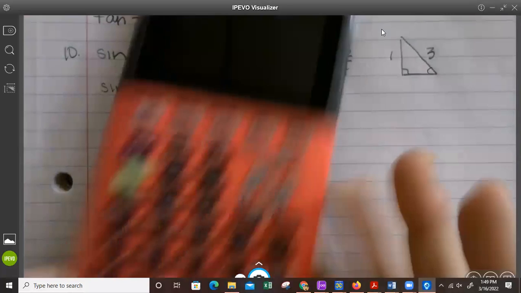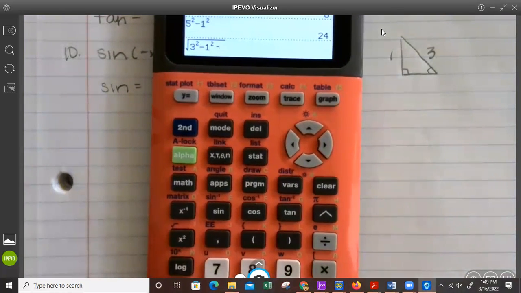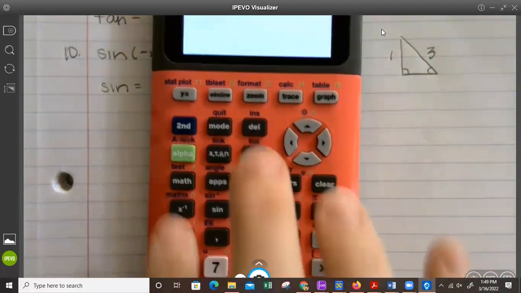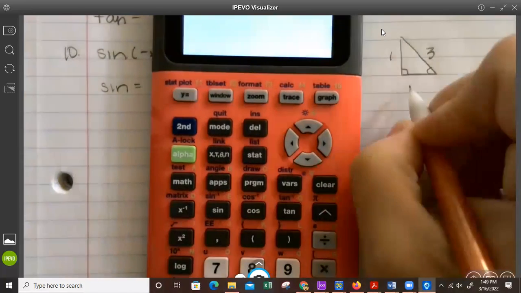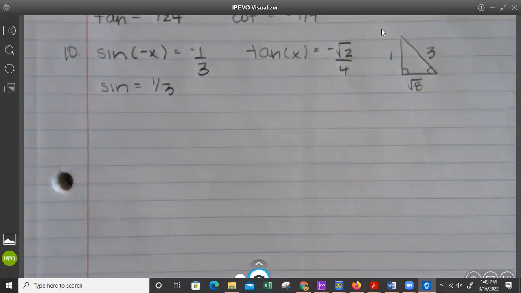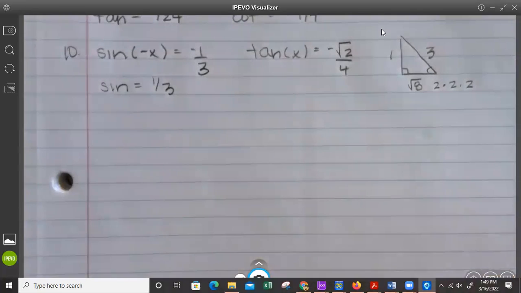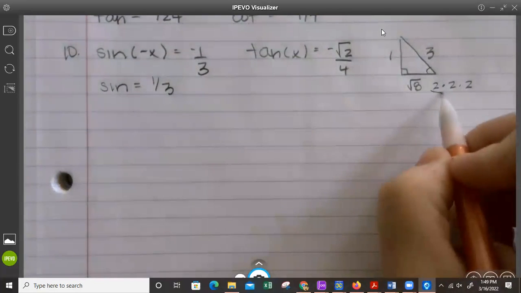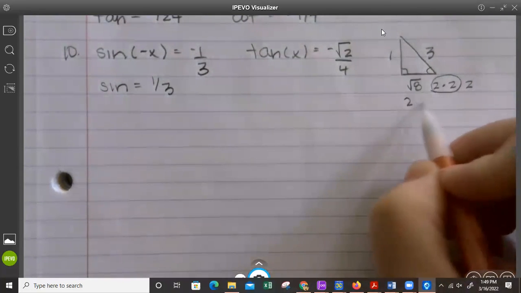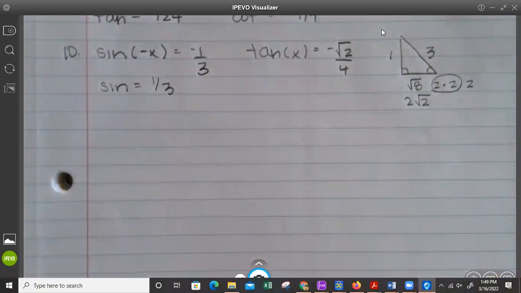Anytime I have the hypotenuse, I'm lazy. I'll do 3 squared minus 1 squared, which gives me 8. So this is the square root of 8, but this is not simplified. Your factors of 8 are 2, 2, and 2. You're looking for pairs because it's a square root. So I had 1 pair of 2s that I'm going to pull out, and I left a 2 on the inside. So 2 square root 2.